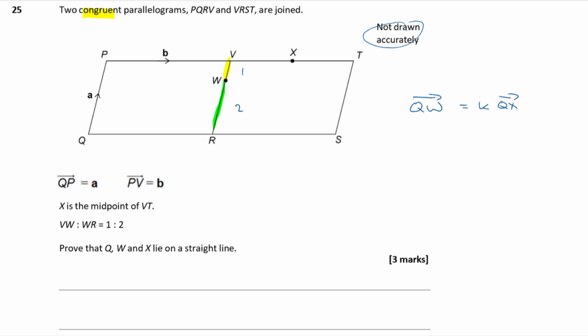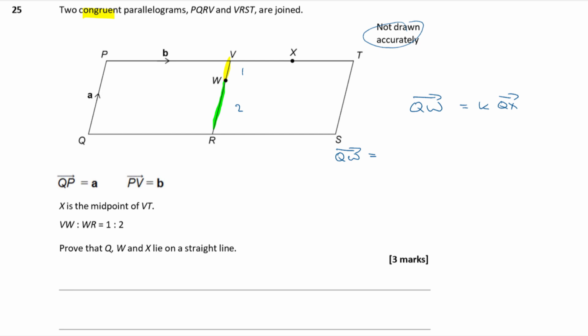What we're going to need to do is find expressions for the vector QW, and find expressions for the vector QX, and then show that one is a scalar multiple of the other. Okay, that is the plan of action. So let's see if we can do that. What is the vector QW then? How can I get from Q to W along lines that I know?